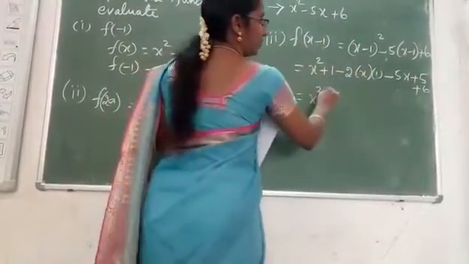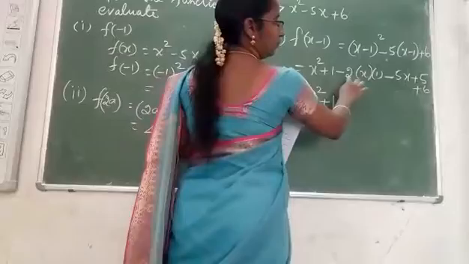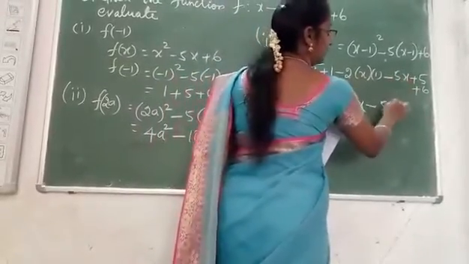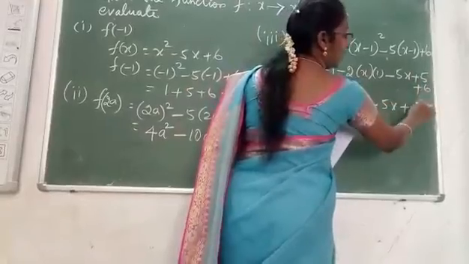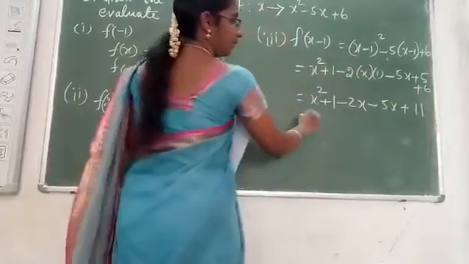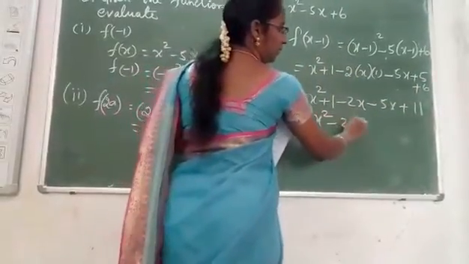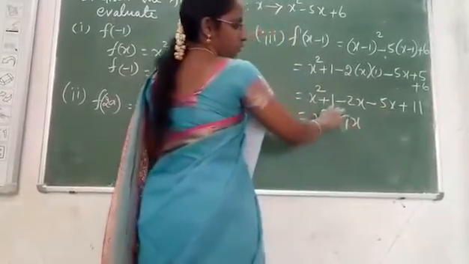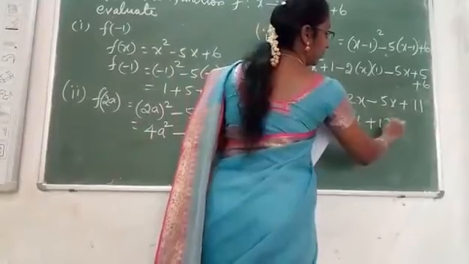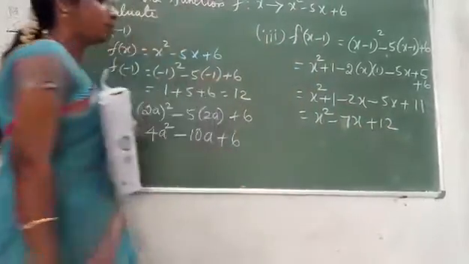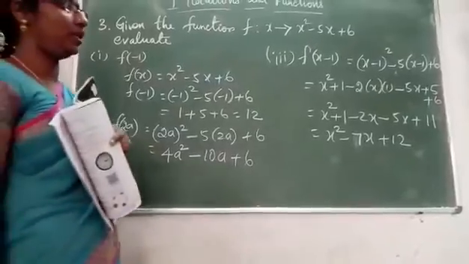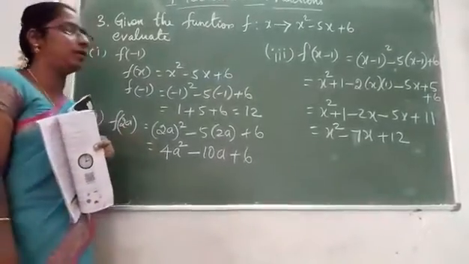2x plus 5x is 7x, 1 plus 11 is 12. So the answer is x square minus 7x plus 12. Here also we have different variables and a constant, so we can't add.